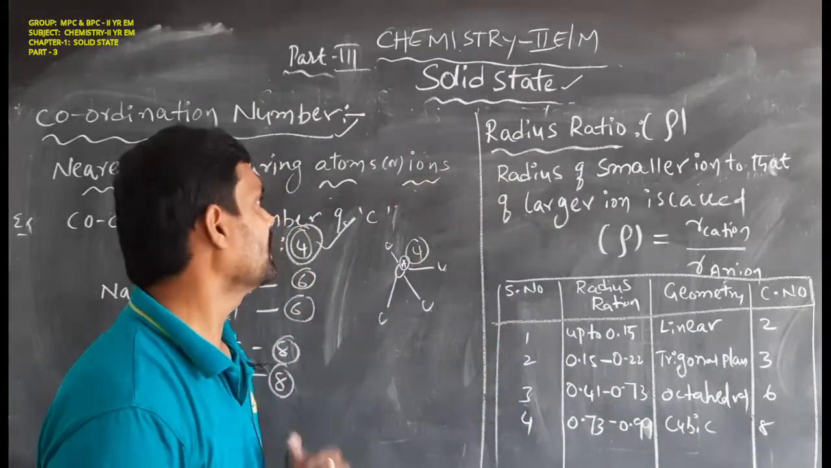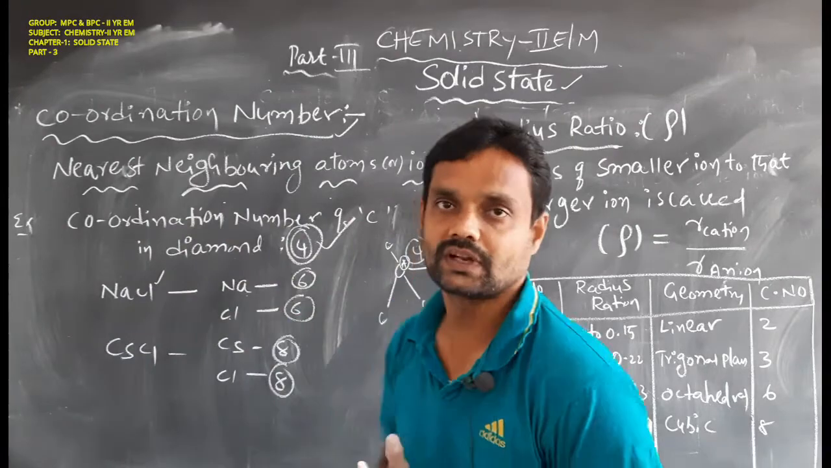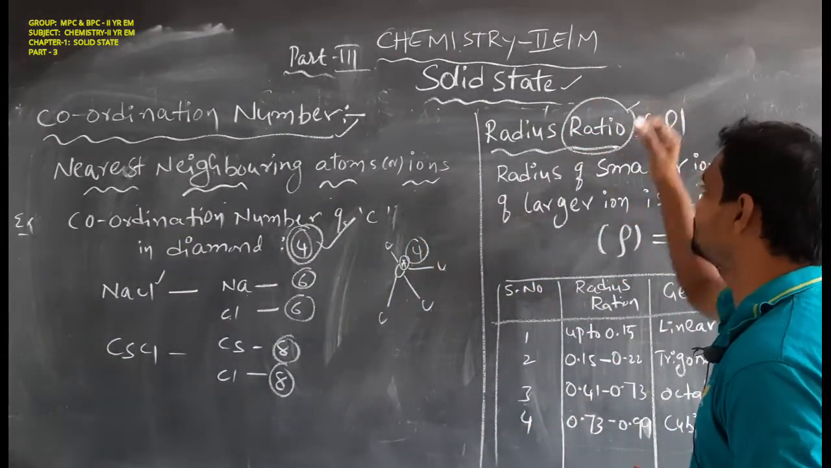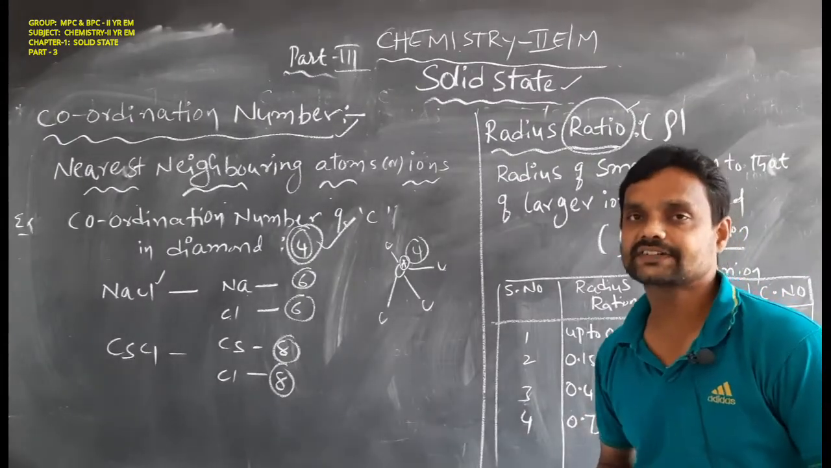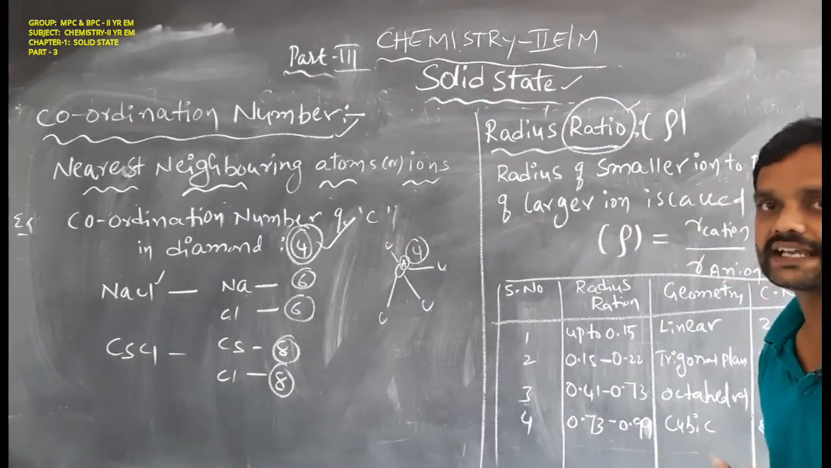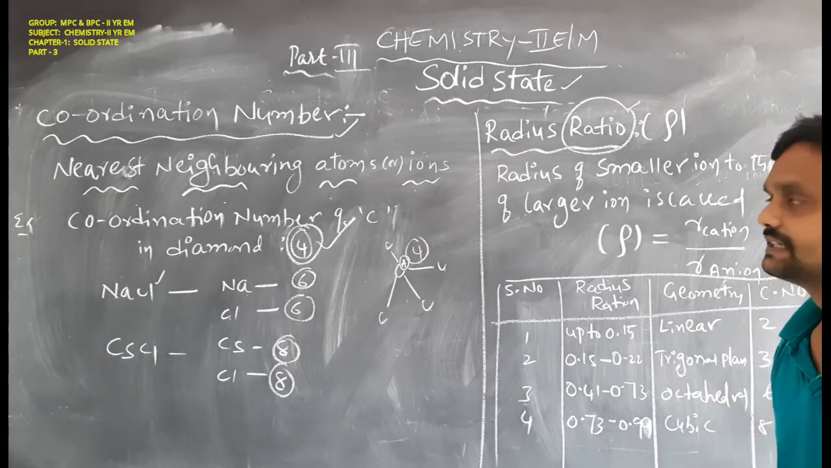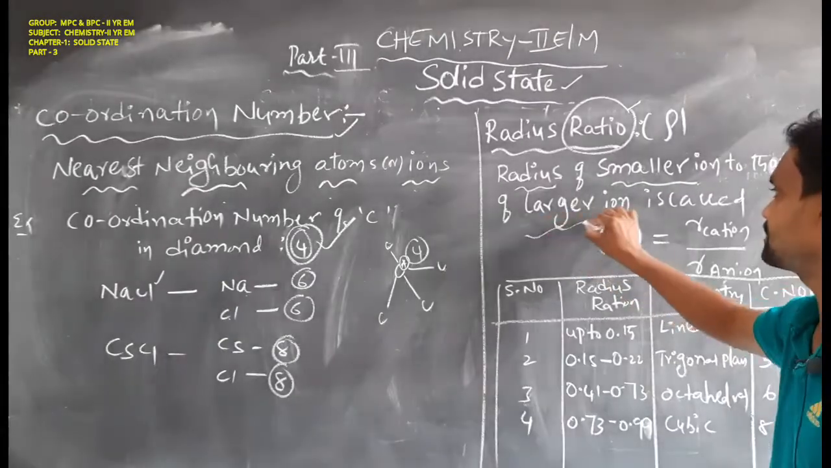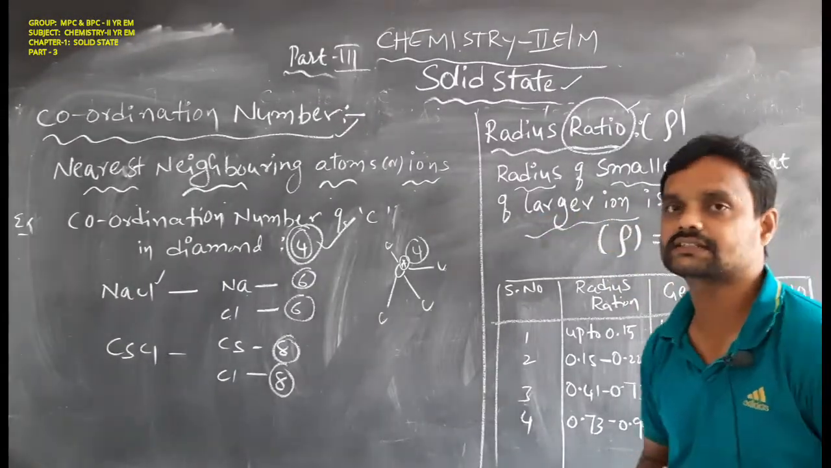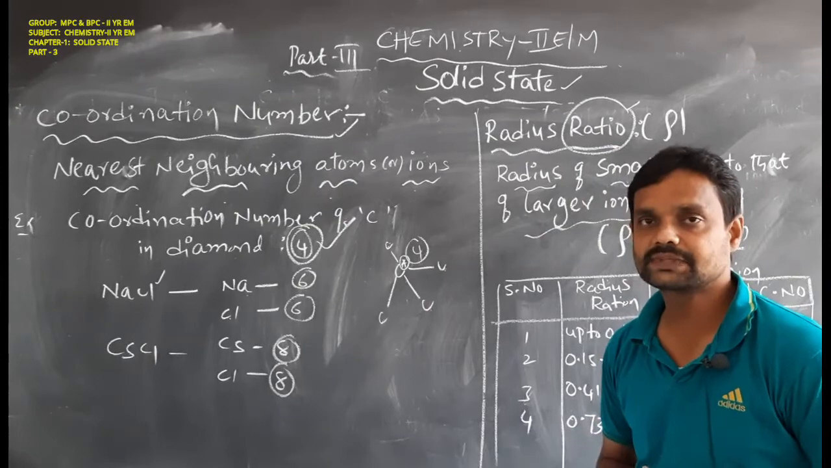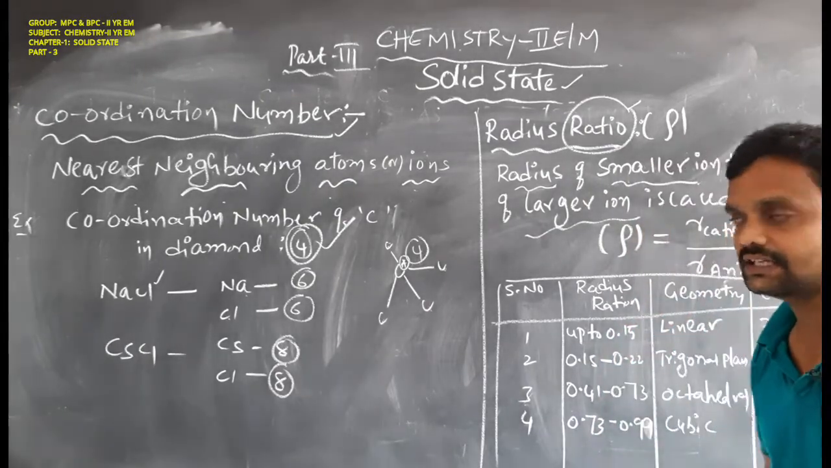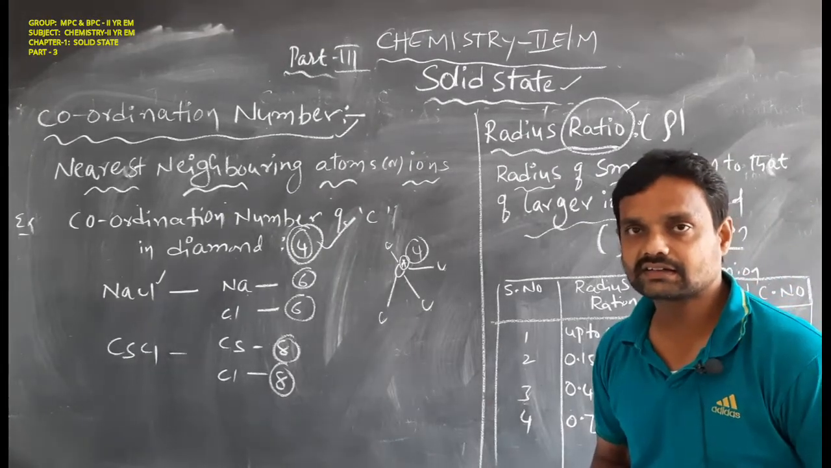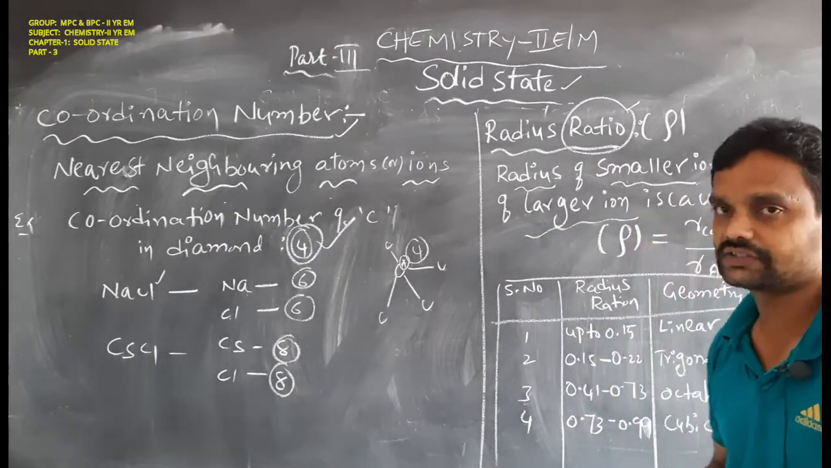Next we move to the radius ratio. It is indicated with the letter rho. How can we define the radius ratio? Simple meaning: ratio of radii. The radius of the smaller ion to that of the larger ion is called the radius ratio.